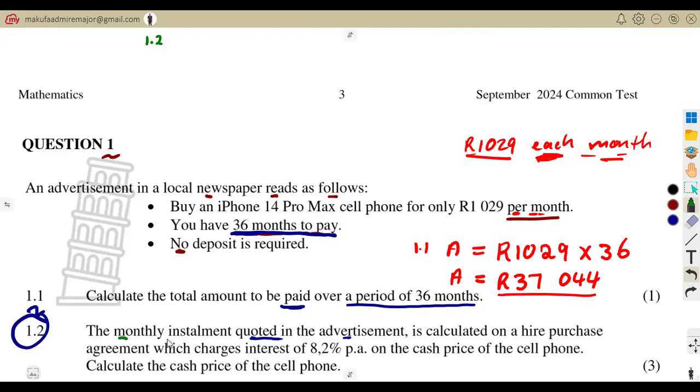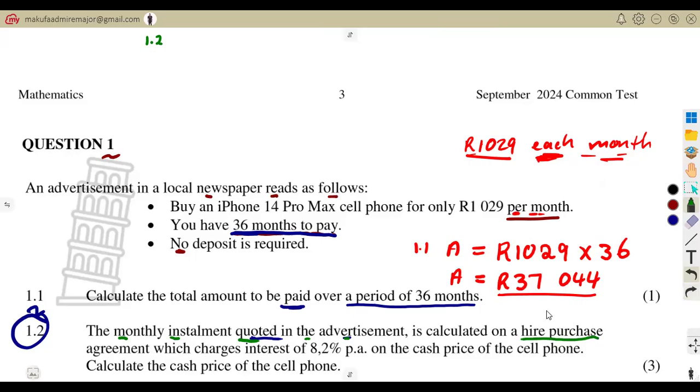They're saying the monthly installment quoted in the advertisement. Which monthly installment? This one. This is the one that was quoted. They're saying this monthly installment that we are seeing there is calculated on a hire purchase agreement. Take note, on a hire purchase.